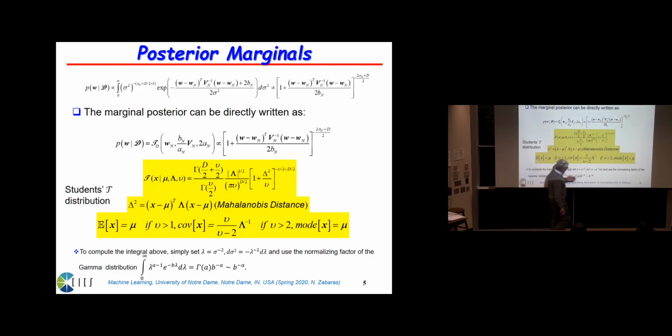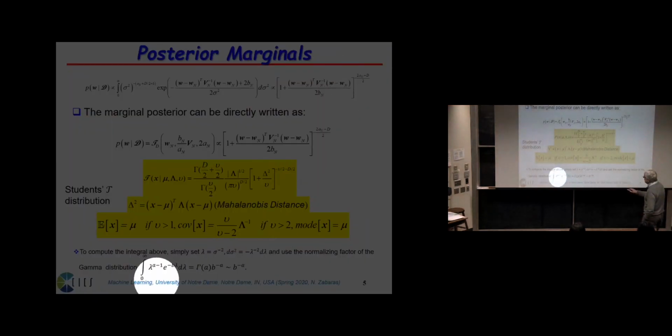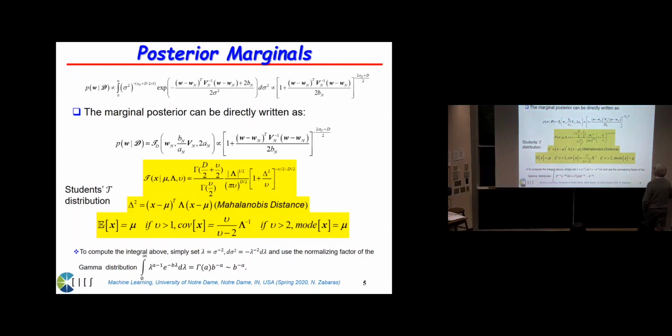By the way, when you marginalize, you know that you're going to get these normalizing factors of some distributions. That's how these results come. And in this particular case, to get the student t distribution, you really needed the normalizing factor of a gamma distribution. All right, so that's how you get this nice answer.